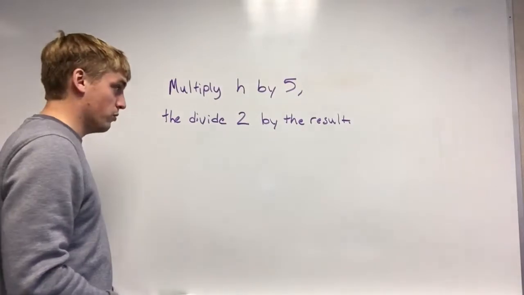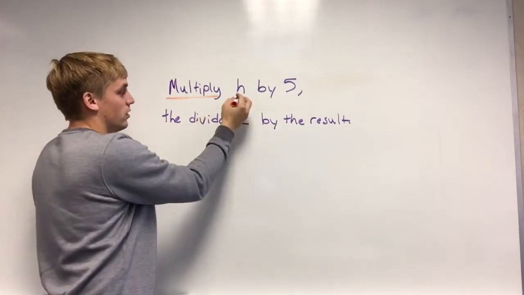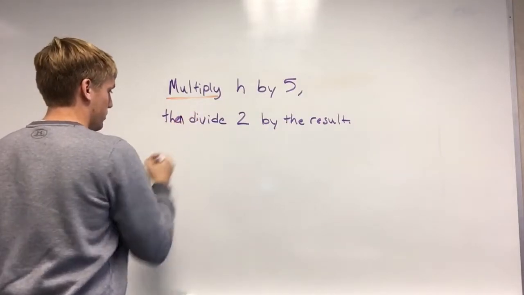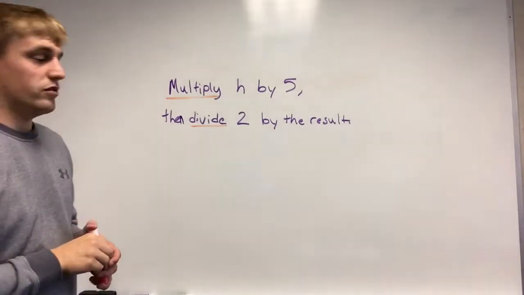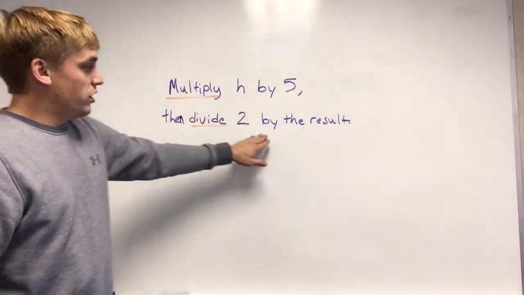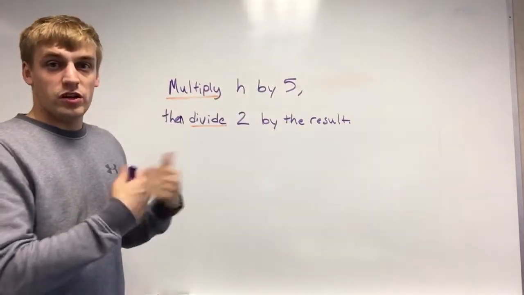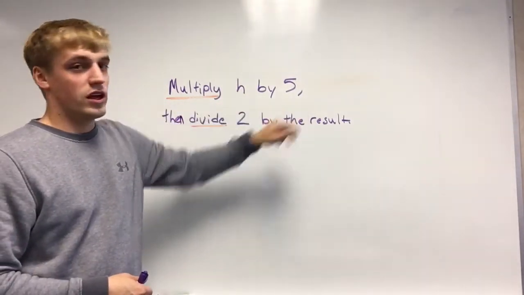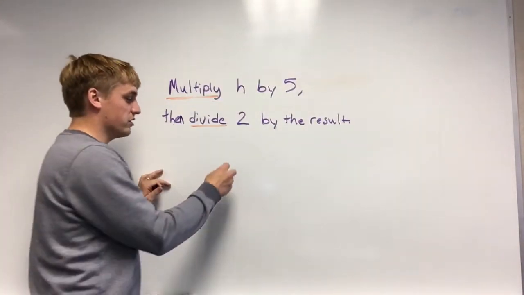First of all, underline the key words. Multiply h by 5. Then divide 2 by the result. Okay? So when they say by the result, they mean the first sentence, multiply h by 5, and then you'll get a result. So that's what they're talking about. This result is whatever came before the comma. So we're going to take multiply h by 5. Well, h by 5 is the same as 5h.